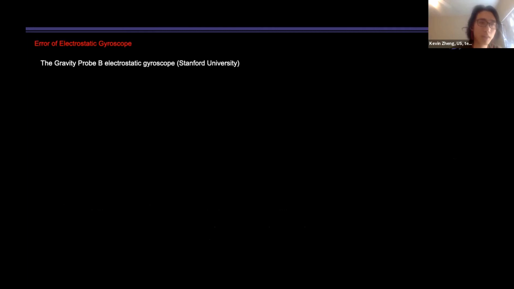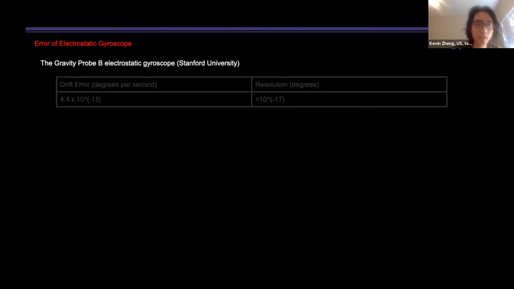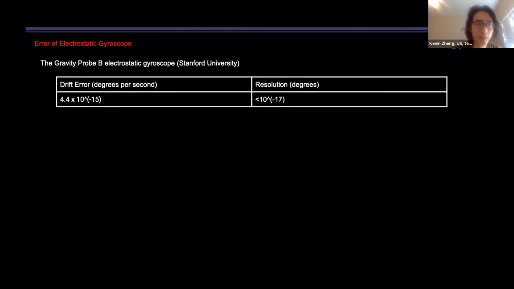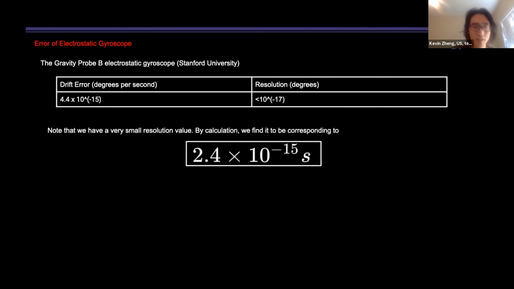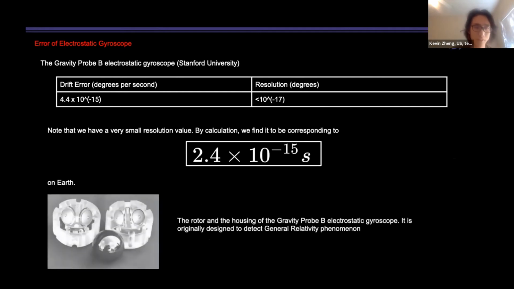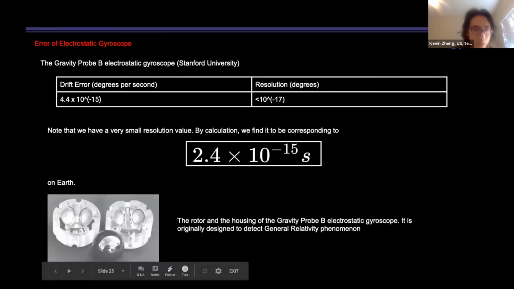And now we come to the era of the electrostatic gyroscope. And here's the data that we get from their experiment. As you can see, it's also quite small. By calculation, we can find the time resolution to be 2.4 times 10 to the negative 15 seconds on Earth, of course. And here's the illustration of the gyroscope.